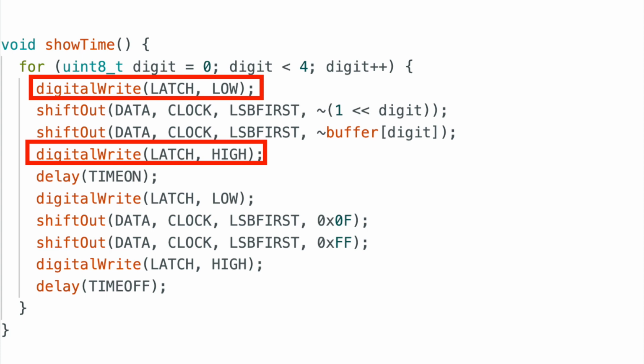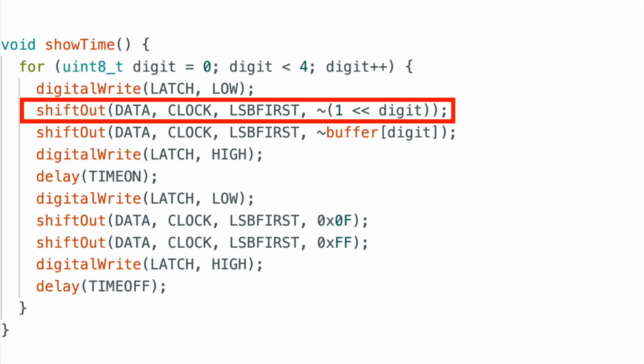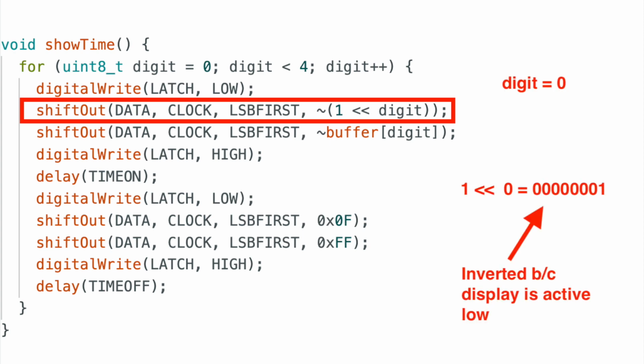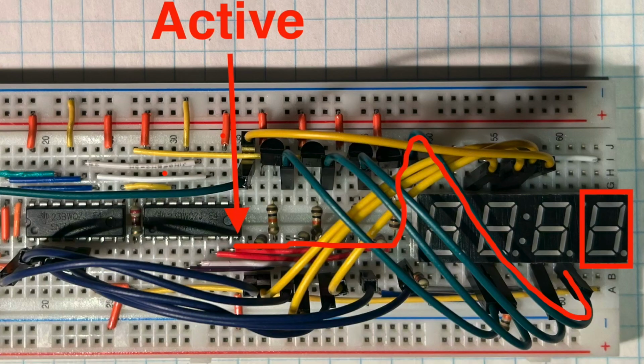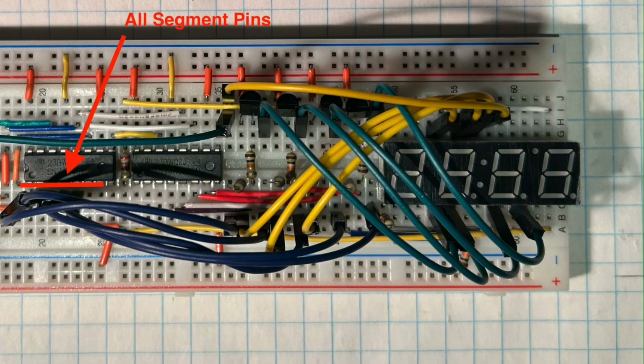After the latches are set high and low, the code can shift out the digit that is enabled. In the first iteration, this digit will be 1, as 1 bit shift 0 equals 1. In the hardware, the only digit pin active will be the rightmost digit. Next, the buffer sends out the segments for the respective integer of said digit.